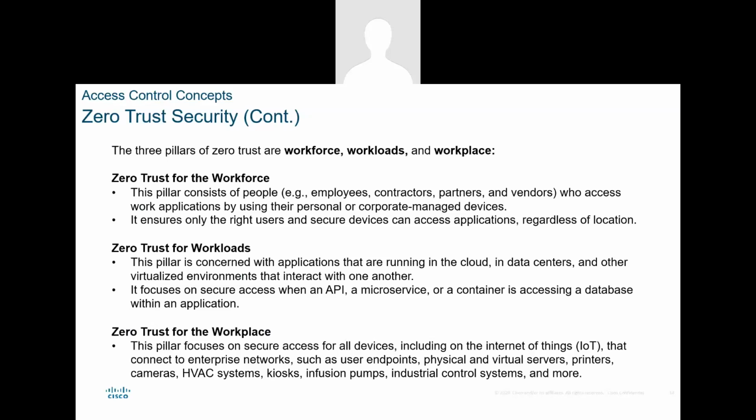Zero trust for workloads. This pillar is concerned with the applications that are running in the cloud, in data centers, and other virtualized environments. So it focuses on secure access when an API, a microservice, or a container is being accessed by a database within its application. Now, zero trust for workplace focuses on security access for all devices. This includes your Internet of Things devices that connect to the enterprise network.